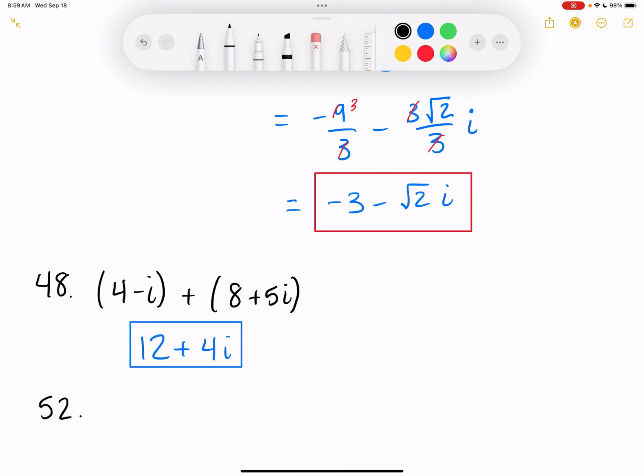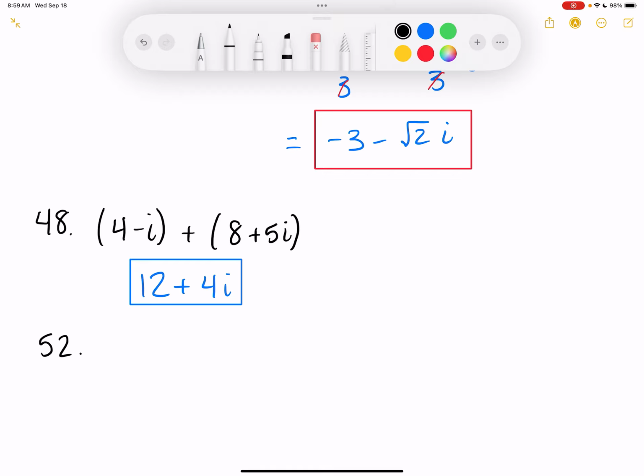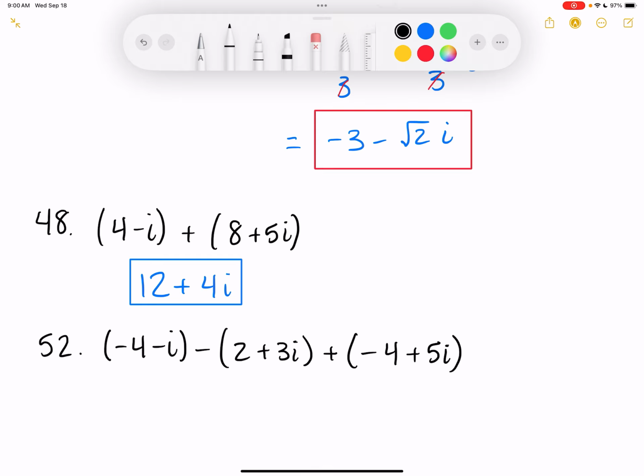52, in parentheses negative 4 minus i, minus in parentheses 2 plus 3i, plus in parentheses negative 4 plus 5i. So if you want to do this one in steps, you can. Or if you want to do it the way I'm about to do it, that's also totally fine. So I'm going to do this.